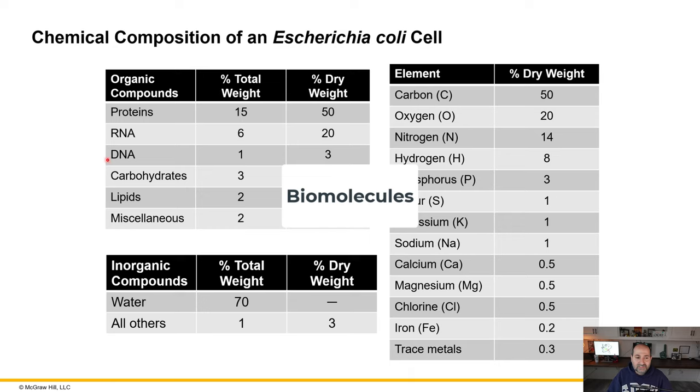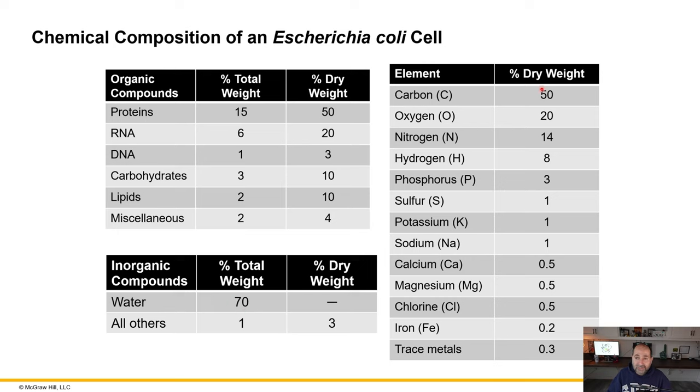Proteins, RNA, and DNA. By the way, the RNA and the DNA are known as nucleic acids. Then you have the carbohydrates and the lipids. These are biomolecules, and the biomolecules make up the majority of the dry weight of the cell. What about inorganic molecules? Inorganic molecules only make up about 1% of the total cell's weight, while water, remember, makes up 70% of the cell's weight. Water is abundant in all living cells.